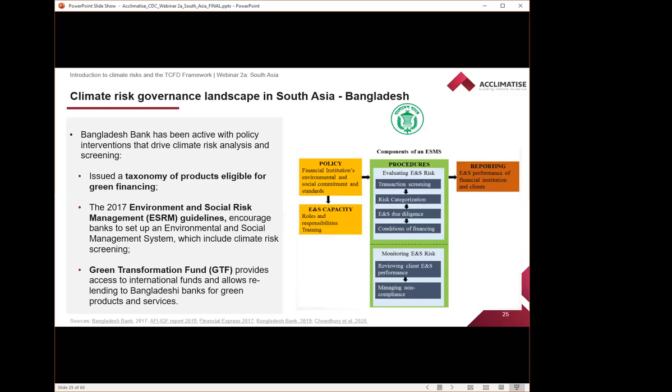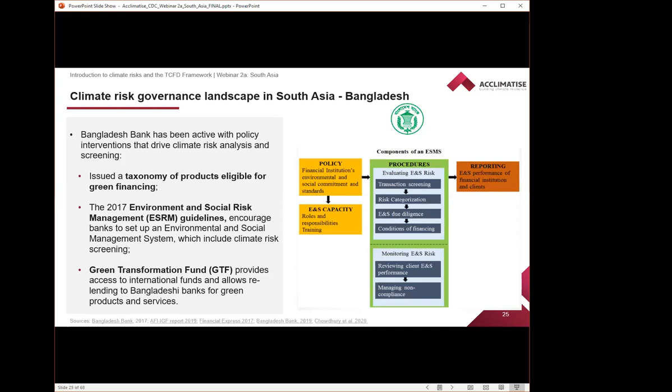Bangladesh Bank has been active in terms of policy interventions that drive some risk analysis and investing in what is broadly green. So they have the environmental and social risk management guidelines, which were updated in 2017, which include mainstream environmental risk, but also cover possible sources of disaster and climate-related risks, such as cyclones and droughts. Bangladesh also issued a taxonomy for products eligible for green financing. There's the Climate Risk Fund that mandates that 10% of bank CSR funding, which actually is minuscule, but still it's there to support disaster-affected communities during specific climate and disaster impacts.